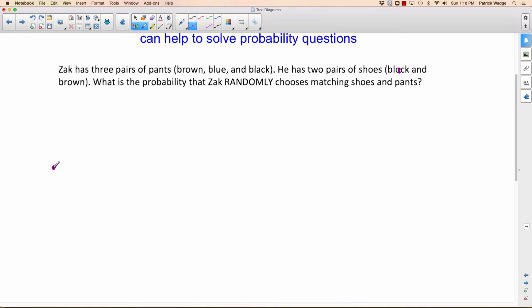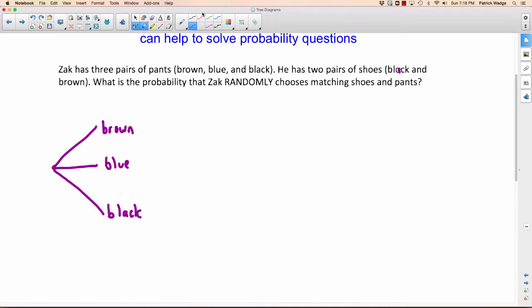Three types of pants, brown, blue, and black. So from that dot, we're going to draw 3 lines. And try to make them all end around the same point so it kind of lines up. This one's a little too far probably, but try to make them line up to keep this neat. So now we're going to list our pants. There are brown pants, there are blue pants, and there are black pants.